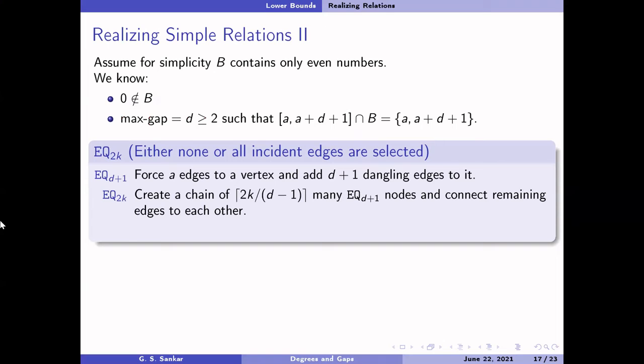And once you have an EQ equality node of arity D plus 1, you can chain them together to get equality nodes of arbitrary arity, subject to some parity issues, which we'll again ignore. So that solves the decision version. We can realize arbitrary relations in the decision version.